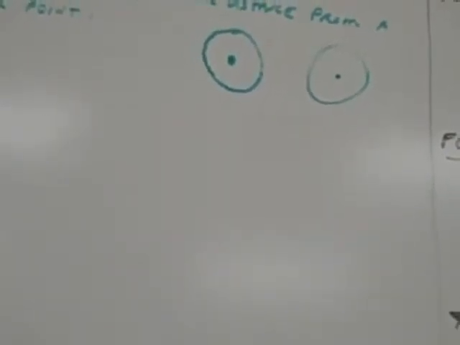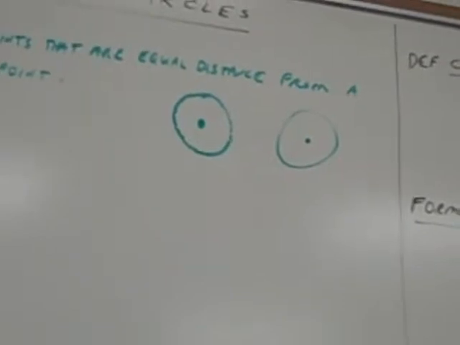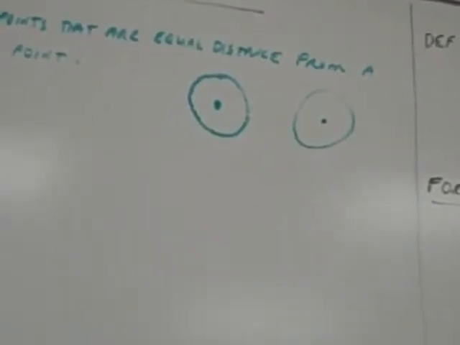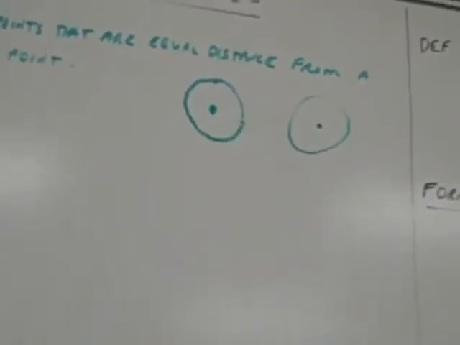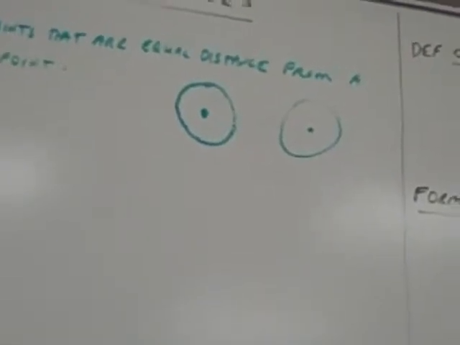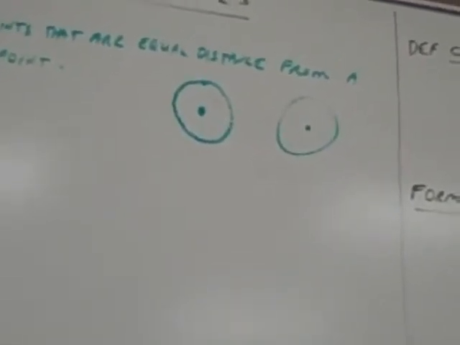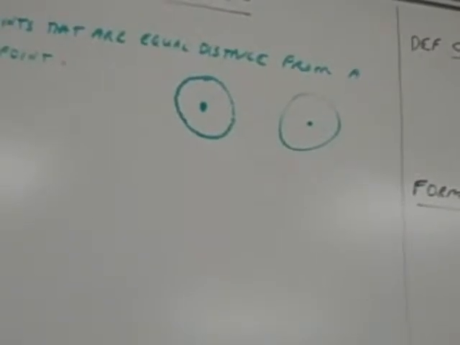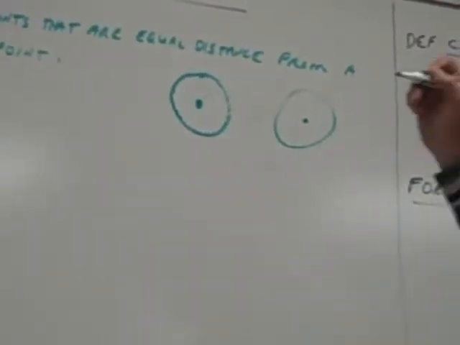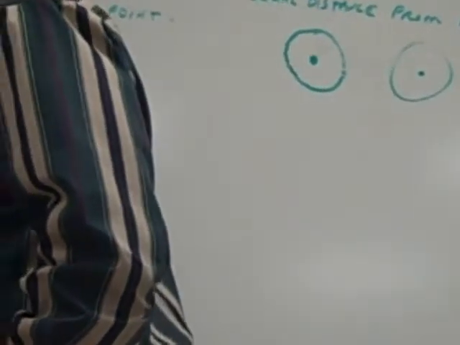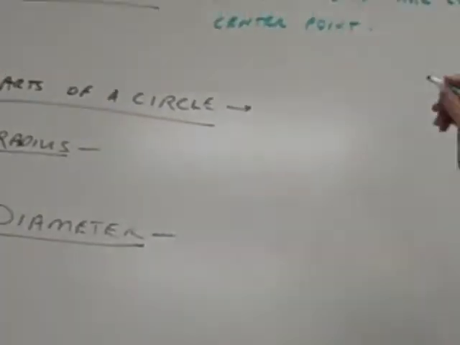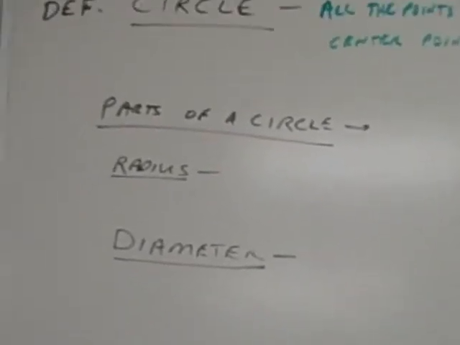When you go to geometry class in high school, you will define what a circle is, and you will see that it's points that are equidistant from a center point. That is its official definition. So that's what a circle is. Can we go on? Okay, here we go. Now, the parts of a circle.